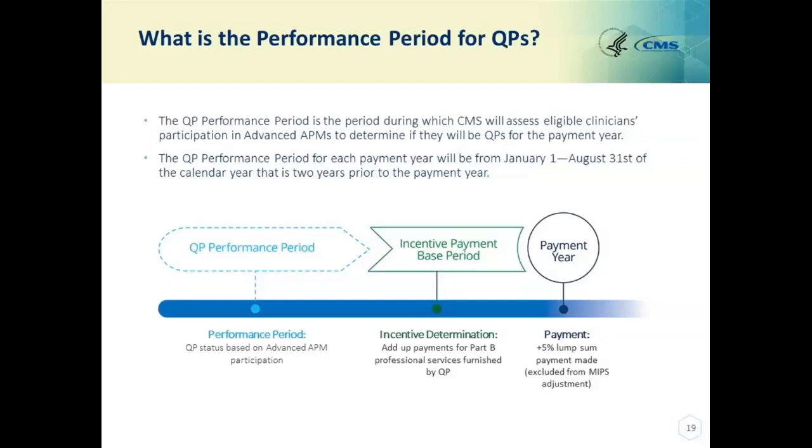So let's go back really quickly. The QP performance period will be 2017. What did we do? We looked at, hey, in 2017, January 1 to August 31st, you did a significant amount of work and you either met your payments or patient counts. At that payment or patient count, we were able to determine that you are a qualifying APM participant. At that point, January 1, 2018, we began to calculate your base payment period, your incentive payment base period. At that time, we calculate your payments that we're going to take the 5% lump sum from. The payment year would be 2019 that we would base the 5% lump sum payment off of.